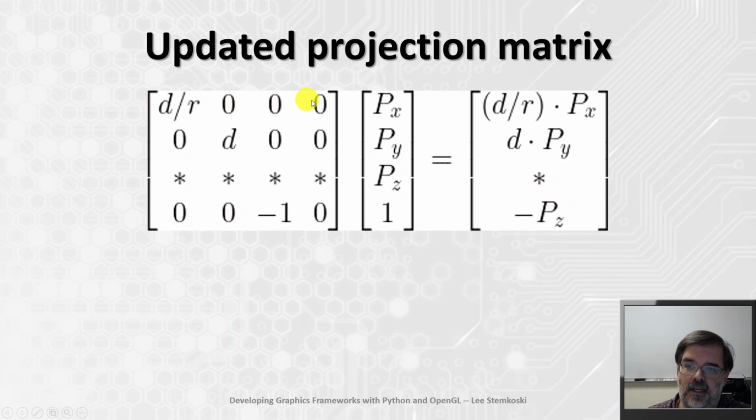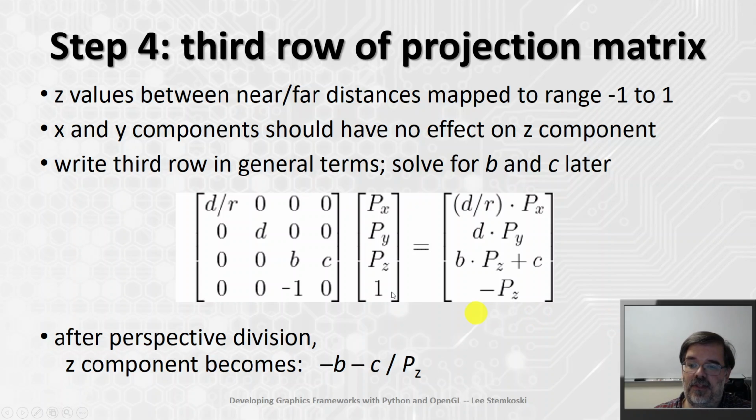And so again, this will become multiplied and give us this result in the first component. And after we do the perspective divide, this first entry will be divided by negative z coordinate. We're almost done. The last step is to fill out this last row of the matrix.